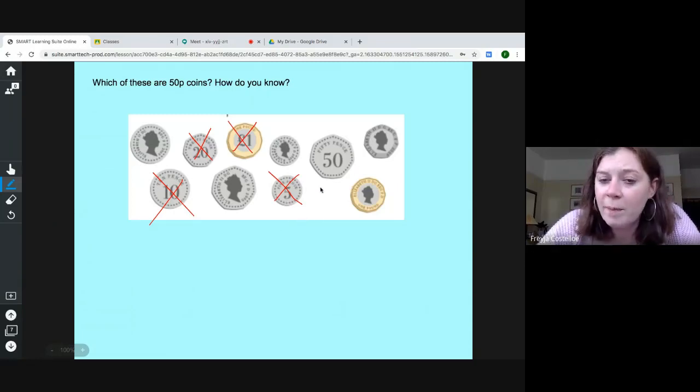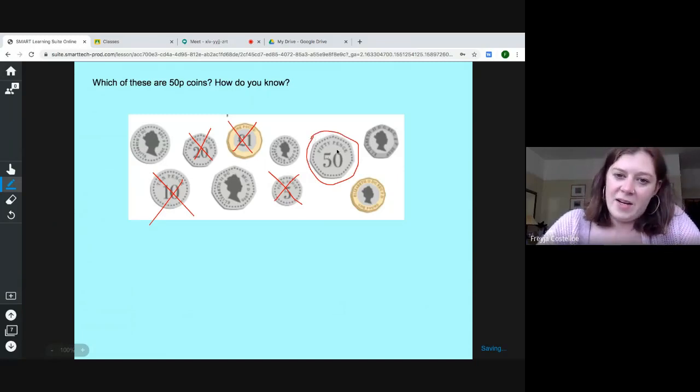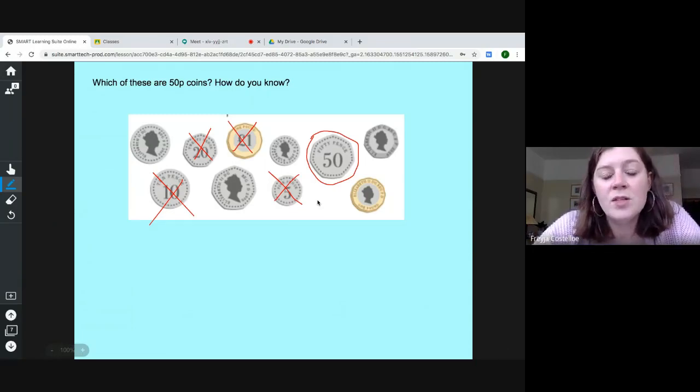Oh, but I didn't spot this one, did I? There we go. There is my 50p. Lovely. And I know because it says 50 pence and it has got the number 50 on it. So how am I going to find out what my other coins are?